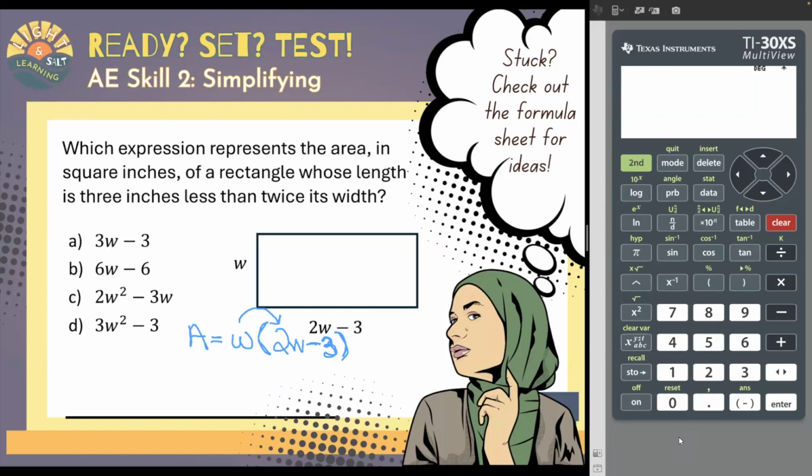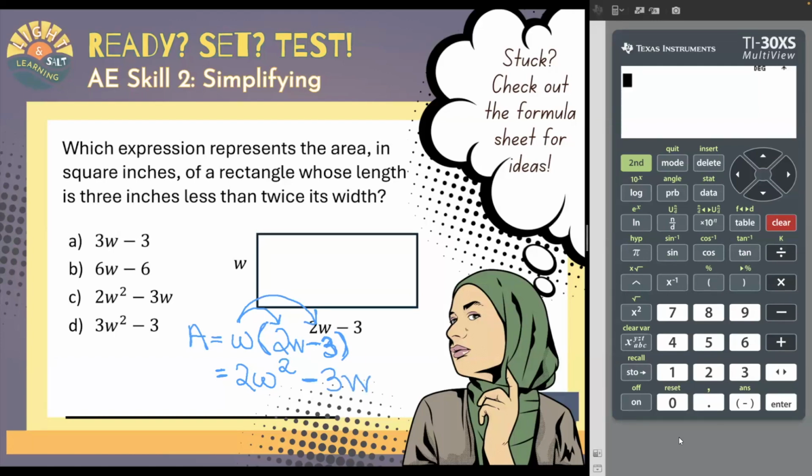So let's do that. W times 2W. Well, it's still just 2, but now I have that W and another W multiplying. I have two W's multiplying, and so that's going to be W squared. We use exponents to talk about repeated multiplication. And now I'll pass out the W to the negative 3. And of course, that's just negative 3W.